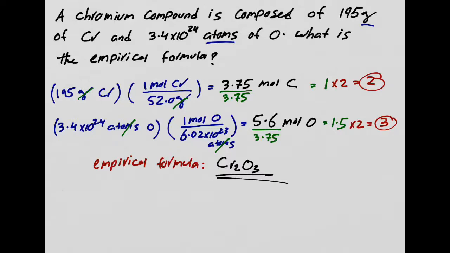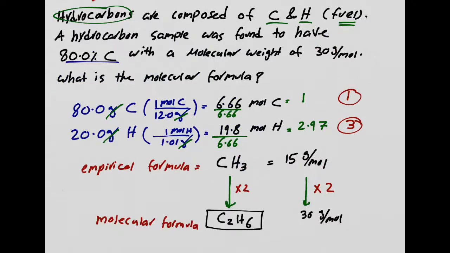So far so good. So percentage to gram, gram to moles, divided by the smallest moles. Make sure you get a whole number ratio, and that will give you the empirical formula. Once you have an empirical formula, if I ask you for the molecular formula, then you need the molecular weight, and you need to compare the molecular weights to see where you go from there.